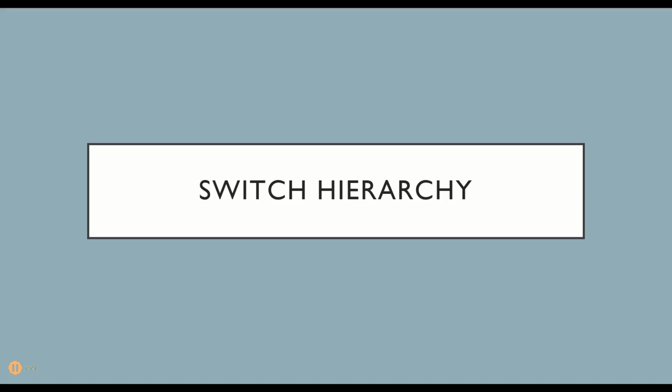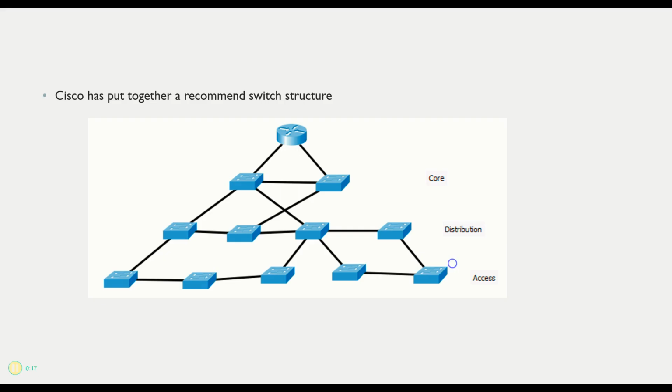In the last video for Chapter 2, we're going to talk about switch hierarchy. Cisco has come up with a way that they recommend we put switches together in our organization to be the most efficient that they can be. Here is their recommendation. They have very, very fast switches up here called core switches, and then medium rate switches here called distribution layer switches, and then down here the slowest ones being access layer switches.